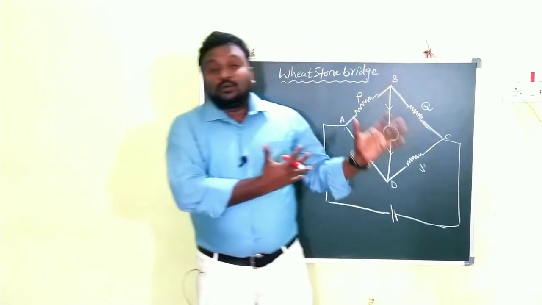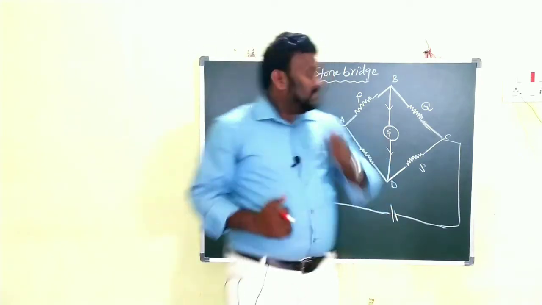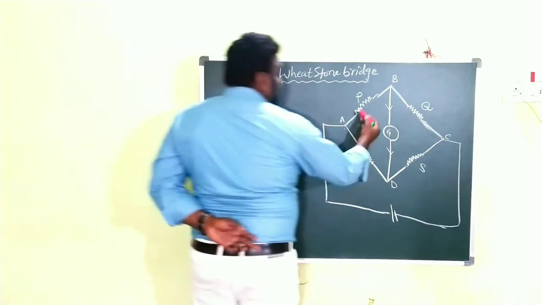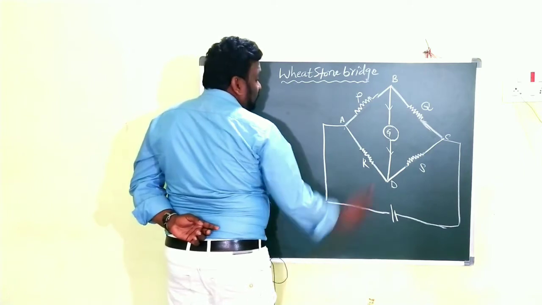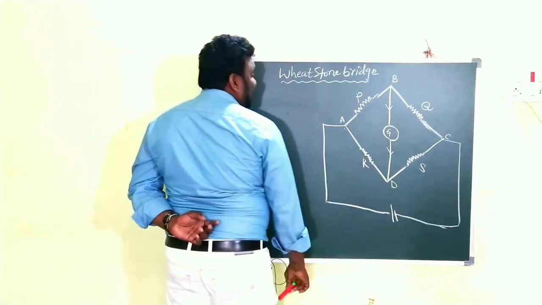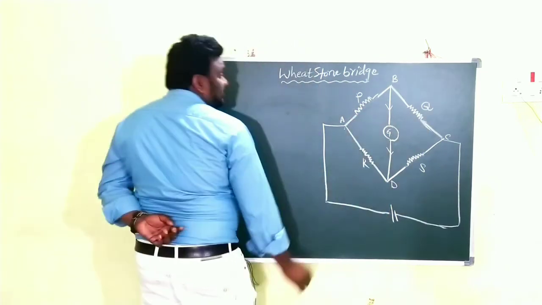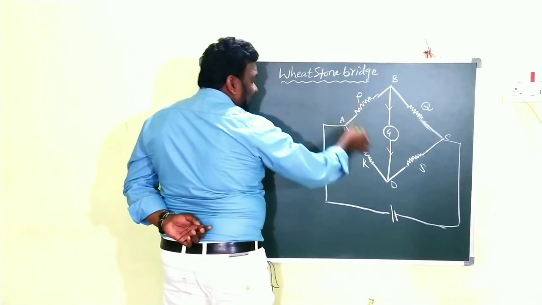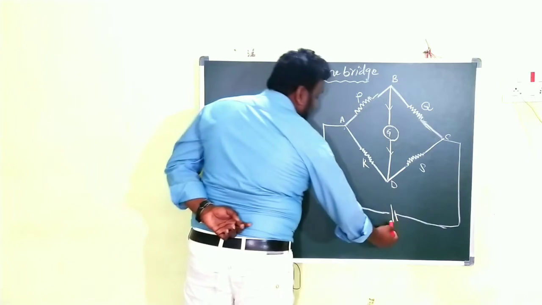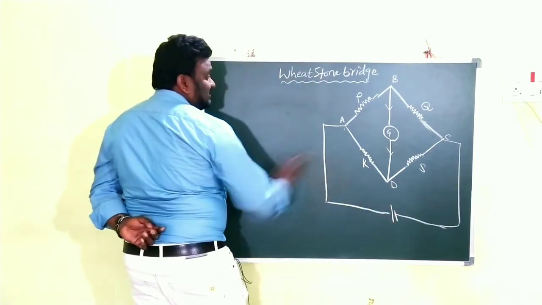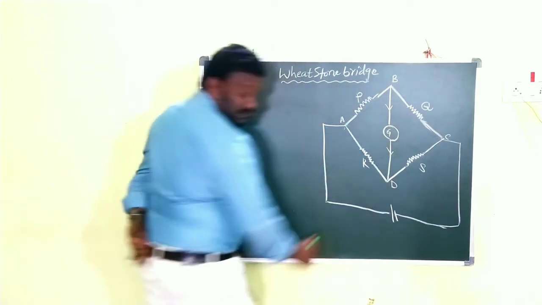On the board, this diagram resembles almost all Wheatstone bridge structures. Here is the diagram, children. Today's topic is the Wheatstone bridge. The Wheatstone bridge consists of four resistors of resistance values P, Q, R, S. These four resistors should be arranged like this. In between A and C a cell or battery should be connected. That is simply the construction of the Wheatstone bridge.